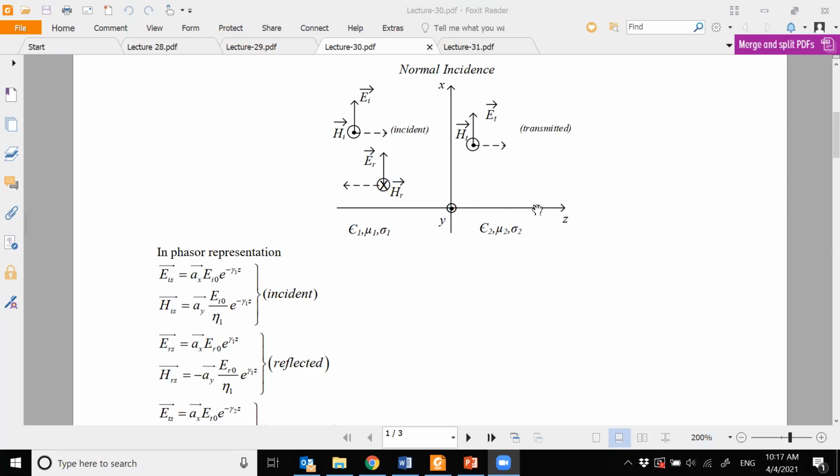So you have to first add EI and ER. That will give me the total electric field in medium 1. Then you have to add HI and HR. That will be the total magnetic field in medium 1. Now, what will be the total electric field in medium 2? Because you do not have any other electric field except ET, ET will become the total electric field in medium 2. And similarly, HT will become the total magnetic field in medium 2.